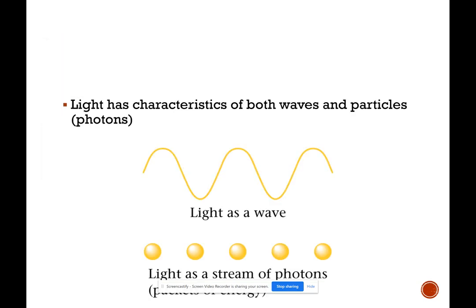So light has a dual nature. Light has characteristics of both waves and particles at the same time. Those particles are called photons.